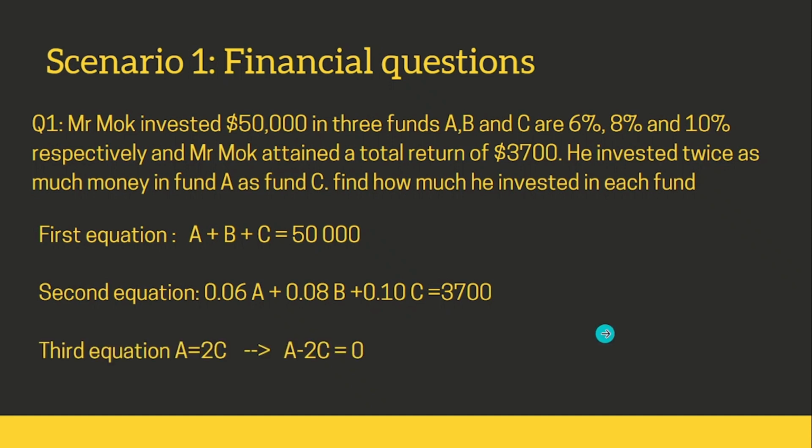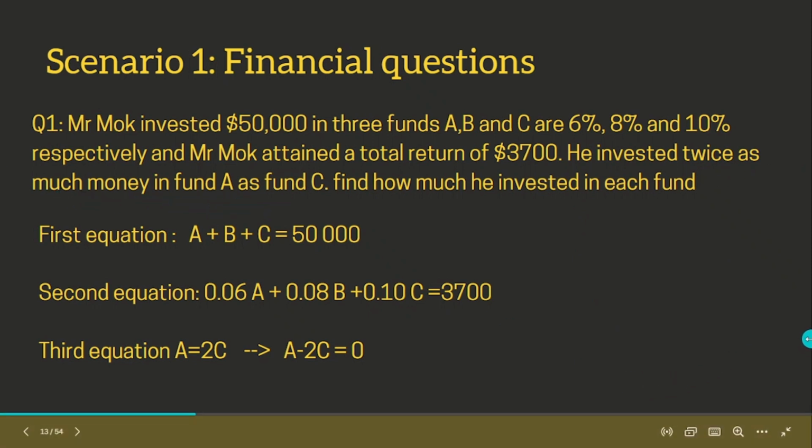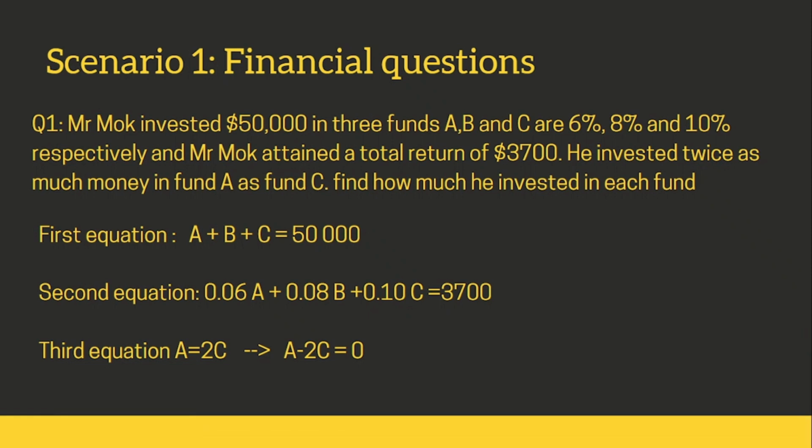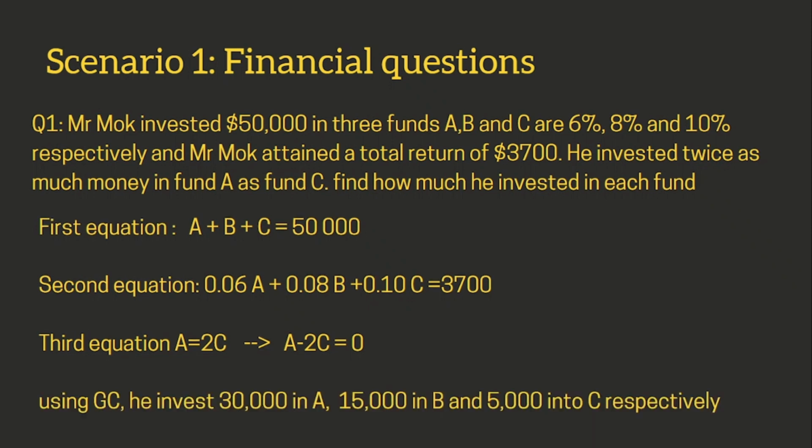Then the third equation is based on this statement here. He invested twice as much money in Fund A as Fund C. So that just means that A equals 2C. You bring everything to one side to get 0, and that's your third equation. Afterwards, you can go to your graphing calculator and insert all these equations into a matrix. And when you put it into the matrix, it will then solve on its own to get this answer, which is he invested 30,000 in A, 15,000 in B, 5,000 in C.